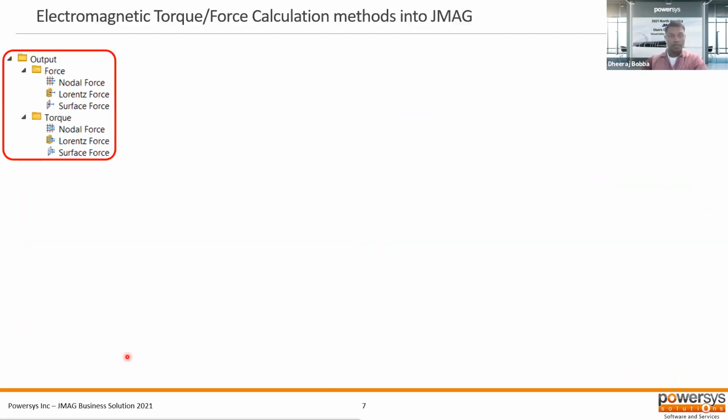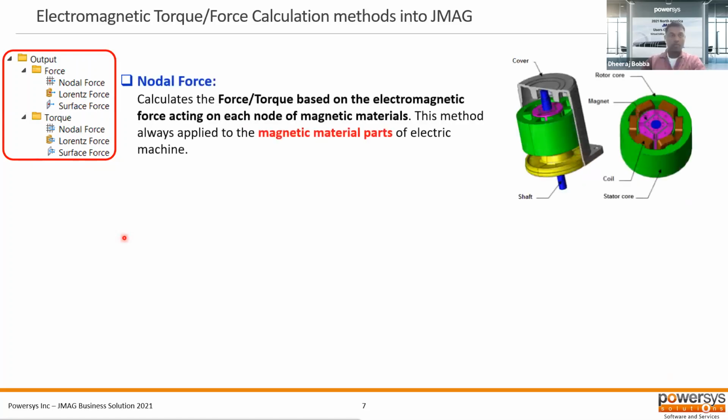Coming to the electromagnetic force calculation, JMAG has multiple options, as seen in the menu available in JMAG. Typically there are three: nodal force, Lorentz force, and surface force. The same is applicable for torque as well, but basically torque is radius times force, so it's the same as that. To go into a little more detail, the nodal force is used to calculate the force on magnetic material parts in the electric machine.